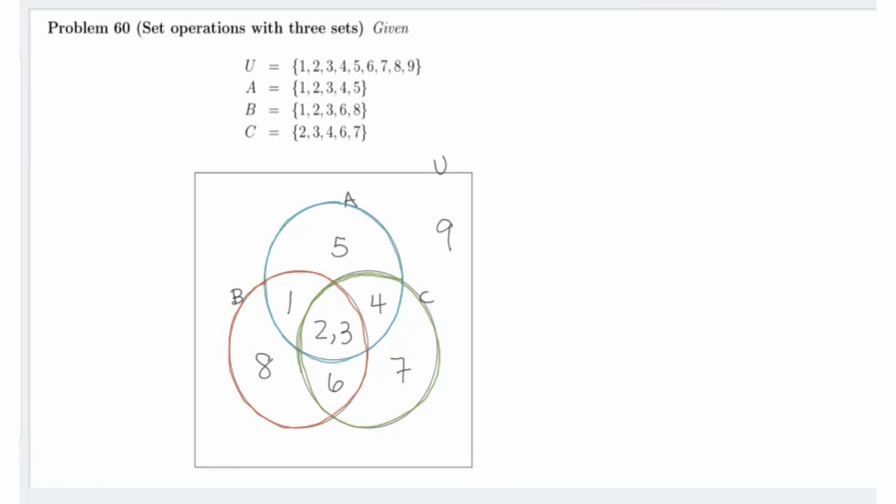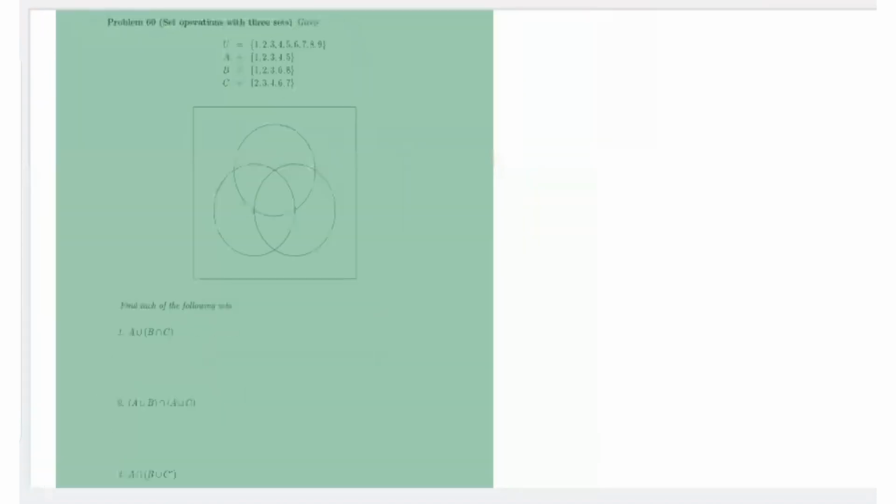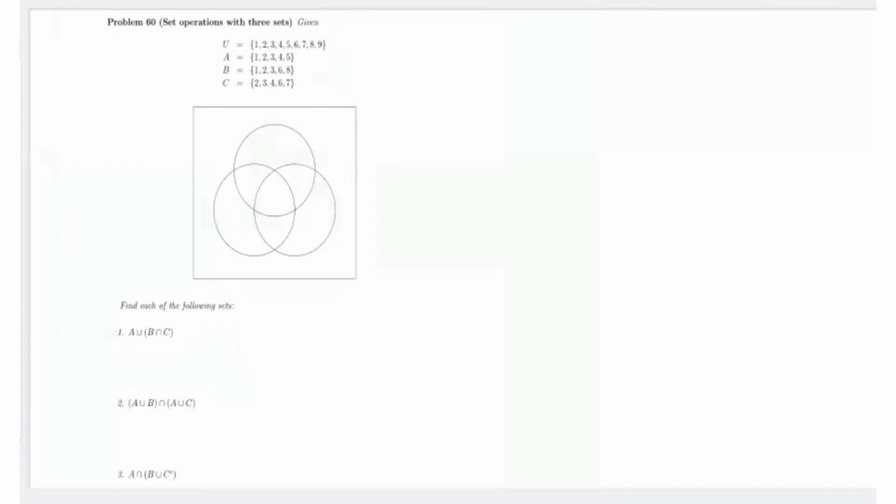Okay, I want to erase this Venn diagram. I want you to reconstruct this Venn diagram yourself and then answer the following questions. Let me quickly erase. We need to construct the Venn diagram and answer the following questions. There are 3 parts, so I give you another 5 minutes.